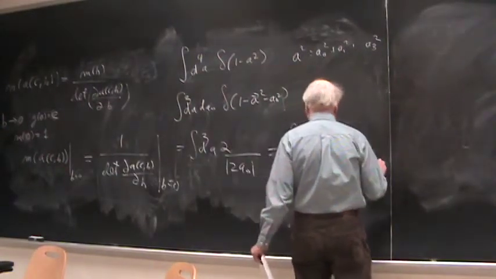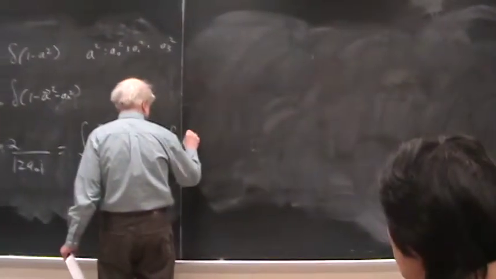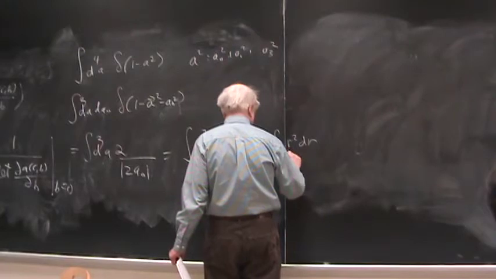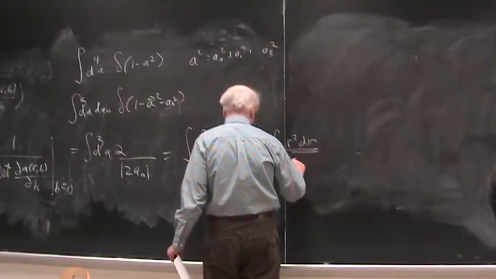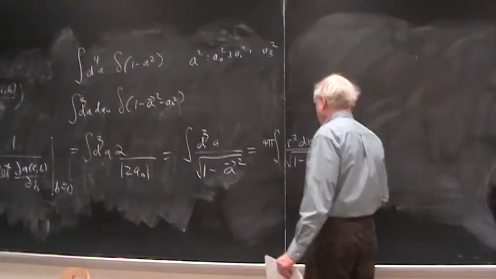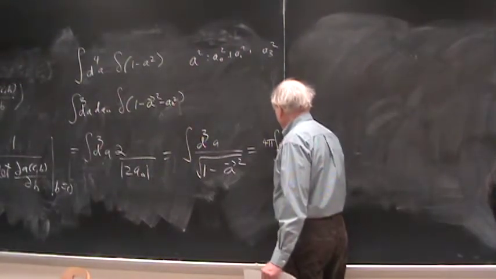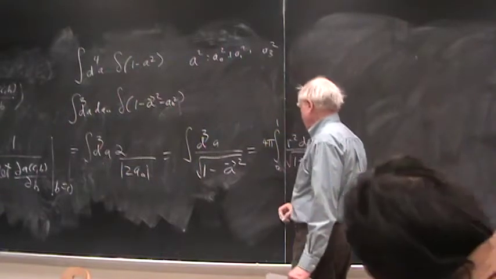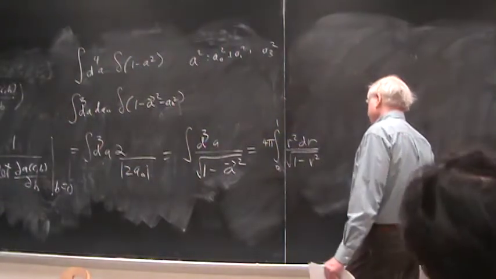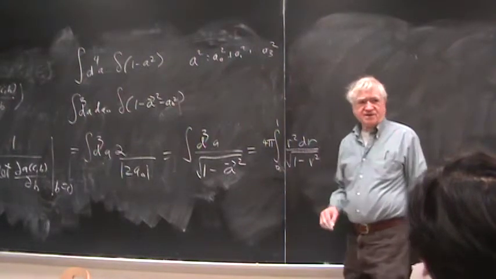Let's just put in spherical coordinates. It's 4 pi times the integral of r squared dr over the square root of 1 minus r squared, integrating from 0 to 1. So I'm just doing the volume now. I guess this is all right. This is convergent.